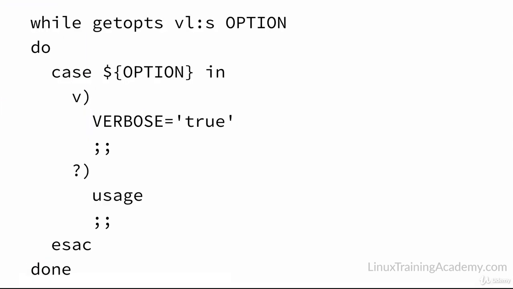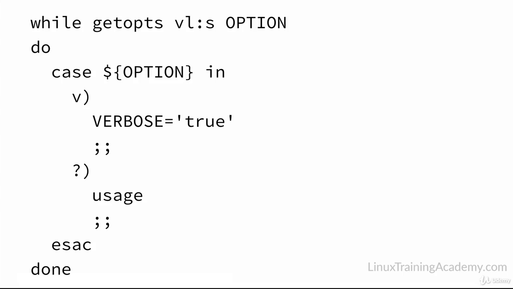Let's do a quick recap. In this lesson, you learned how to use getopts to process command line options. You learned how to wrap the getopts command in a while loop and use a case statement to perform different actions for each option. When you want an option to take an argument, you follow that option letter with a colon in the optstring.